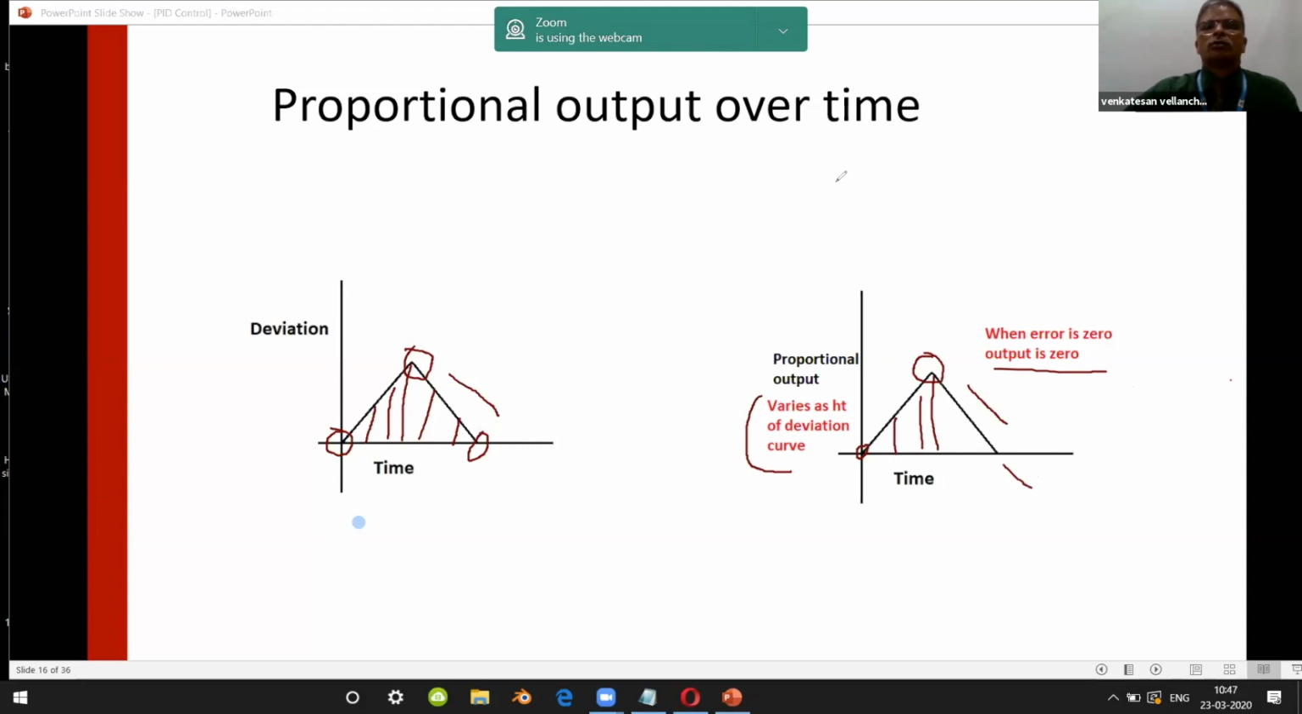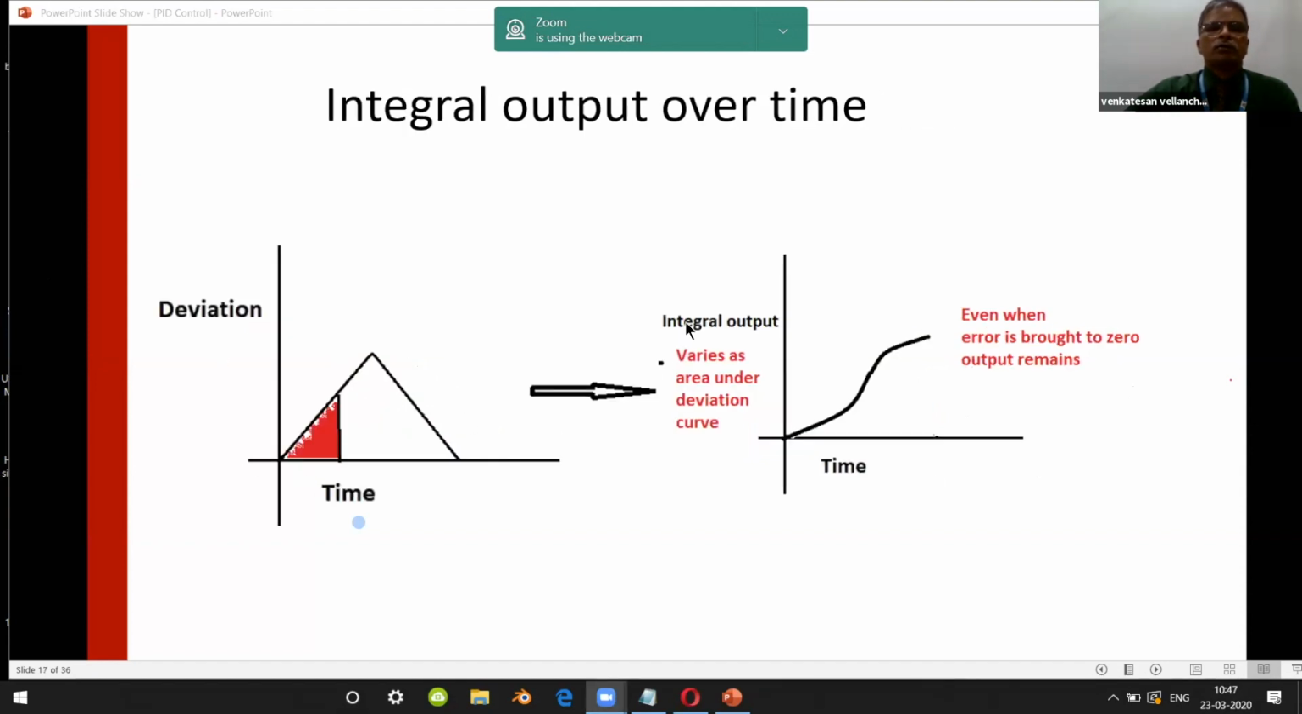But if you compare this with integral control, it is something different. In integral control, what matters is the time integration of the error. Graphically, it means the area under the curve. So for the integral output, this is the deviation, and the deviation is rising. But if you see the graph here, it is not rising the same way, because what is important is the area, not the actual height. So the area keeps on increasing, and the output also keeps increasing.